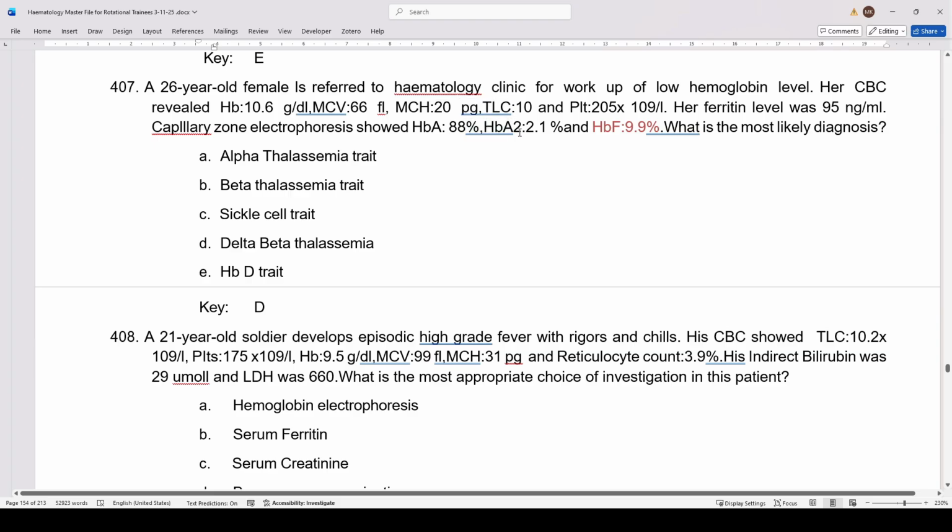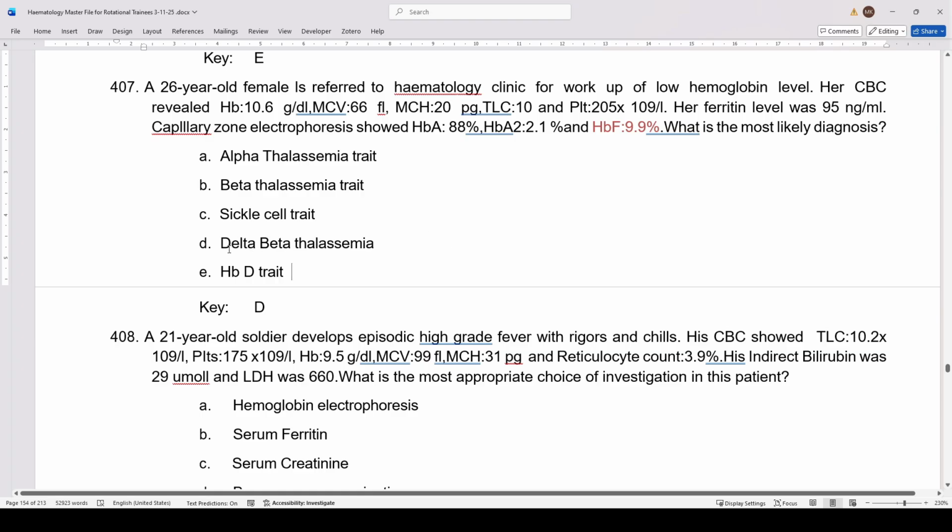If HbA2 is raised more than 3.5, it could be a case of beta thalassemia trait. But here HbA2 is normal and HbF is 9.9, and it can rise up to 15 to 20 percent also. So what is the diagnosis in this case? It is delta beta thalassemia. As we have discussed before, in delta beta thalassemia HbF could be 15% also.